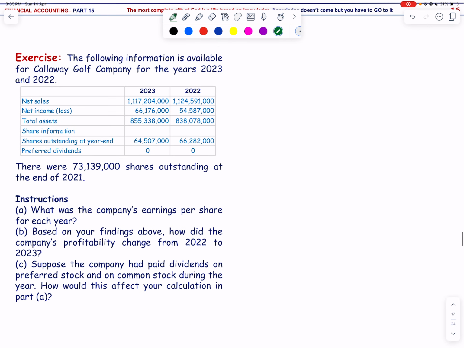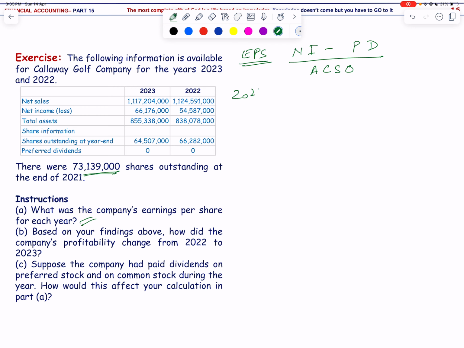Let us move on to the next exercise. The following information is available. There were these many number of shares outstanding. So what was the company's earning per share each year? So earning per share, once again, is equal to net income minus preference dividend only, not common dividend, divided by the average common stock outstanding.